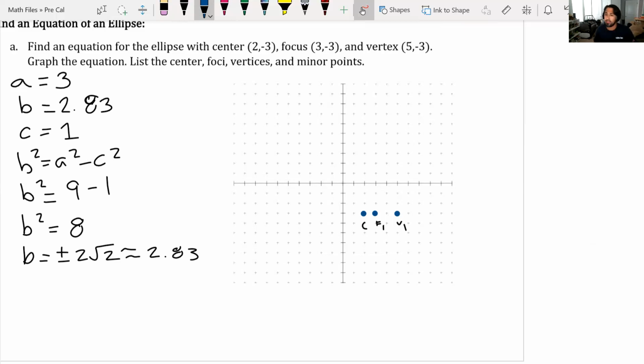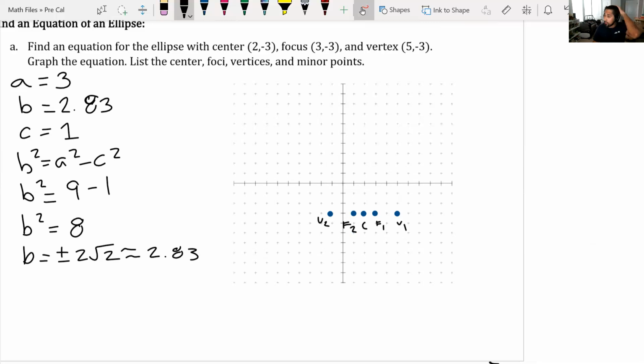All right, so let's finish everything up. So if we have a focus 1 unit to the right of the center, then we're definitely going to have a focus 1 unit to the left of the center. So there's focus 2, and then we're going to have a vertex 3 units to the left of the center. So 1, 2, 3. And there is vertex 2.